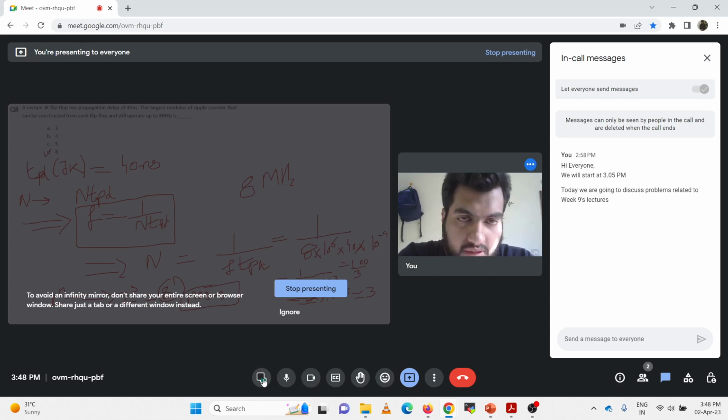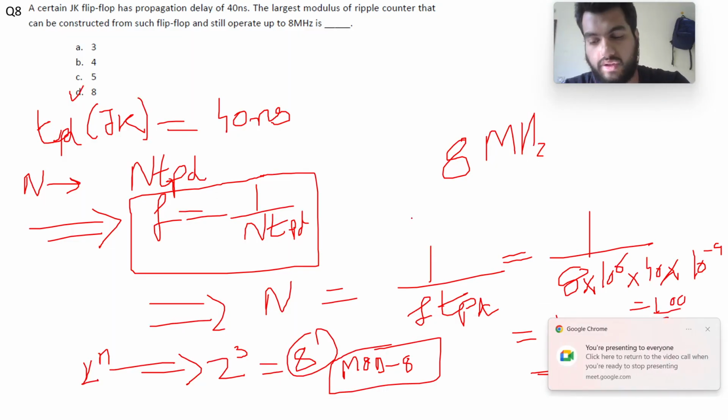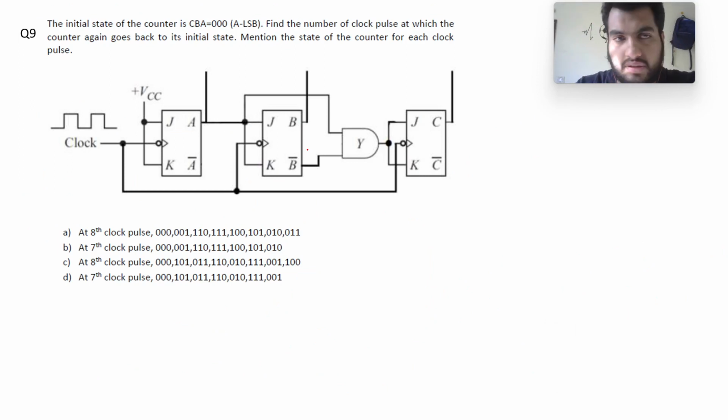So now let's discuss question number 9 of today's live session. Question number 9 states that the initial state of the counter CBA is 0 0 0, where A is LSB and C is MSB. Find the number of clock pulses at which the counter goes back again to this initial state. Mention the state of the counter for each pulse. So we need to find the pulse at which the counter goes back again to 0 0 0, and we also need to write the transitions.